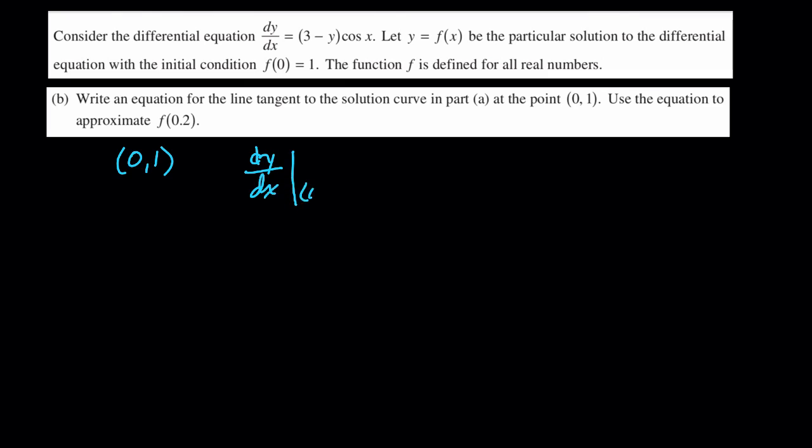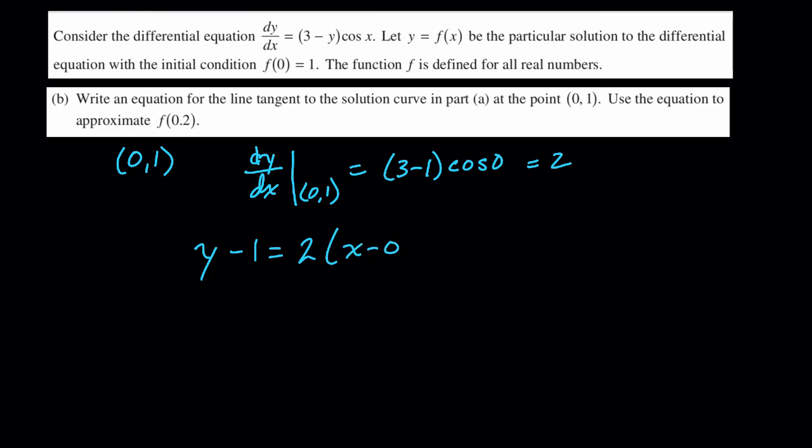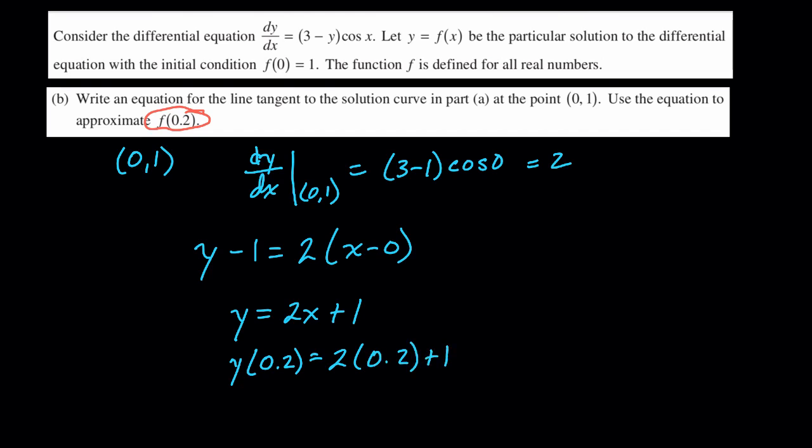We're going to evaluate this slope at (0, 1). All right, so at (0, 1), that's going to give us 3 minus 1 times the cosine of 0, which is 2. Therefore, our equation would be y minus 1 equals 2 times x minus 0. And that would give us, if we were to solve for y here, 2x plus 1 for our tangent line. Now we're going to use that to approximate f(0.2), which means we're just going to evaluate this at 0.2, which would give you 2 times 0.2 plus 1, which is 1.4.